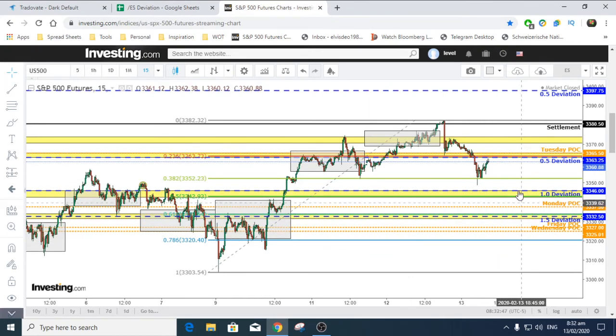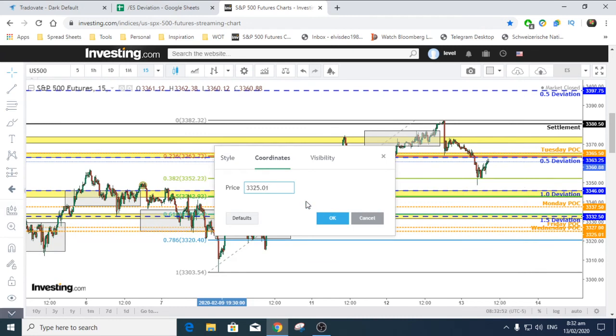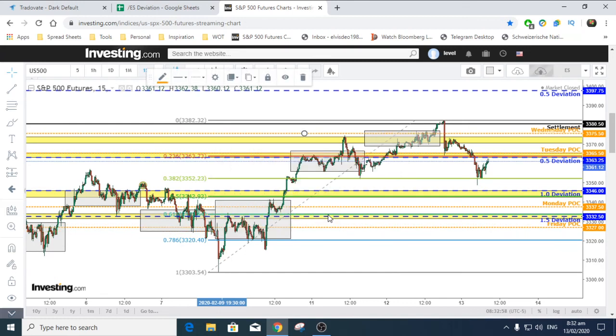So yesterday was Wednesday, Monday, Tuesday, Wednesday. So always make sure you have your stuff labeled out so you know where the magnets are, where you're looking for trading and how you're executing.